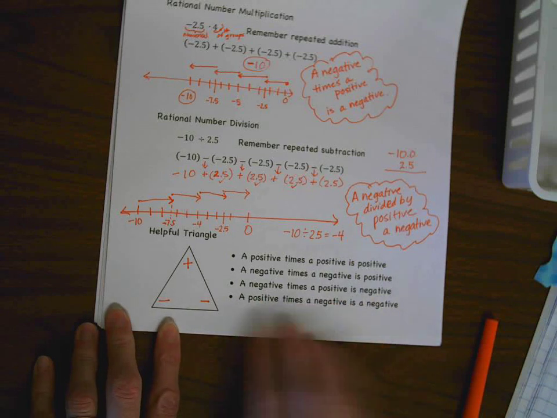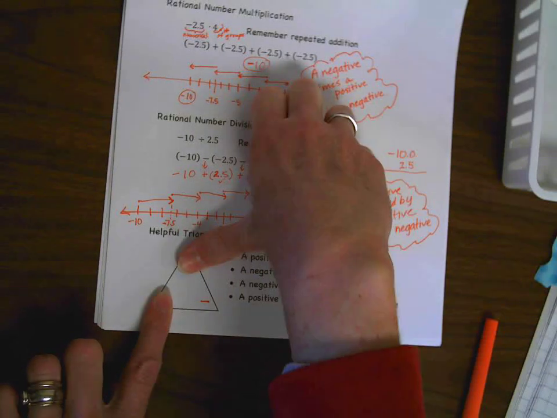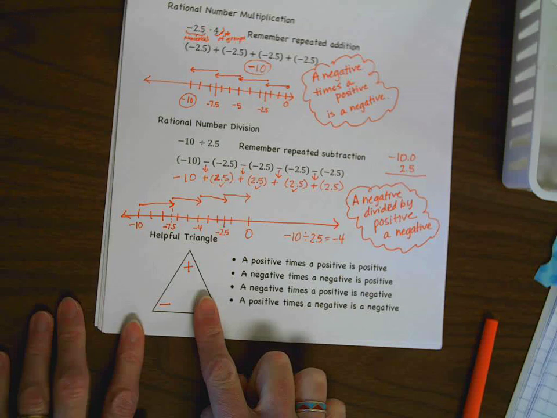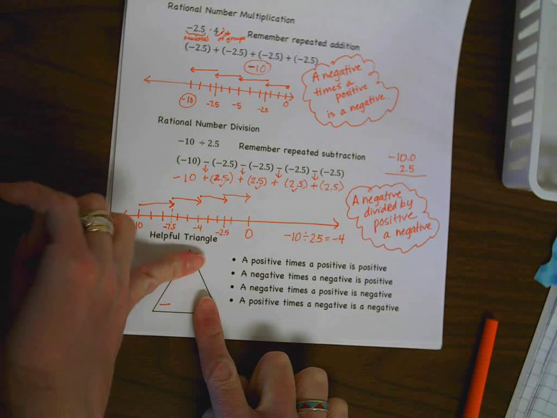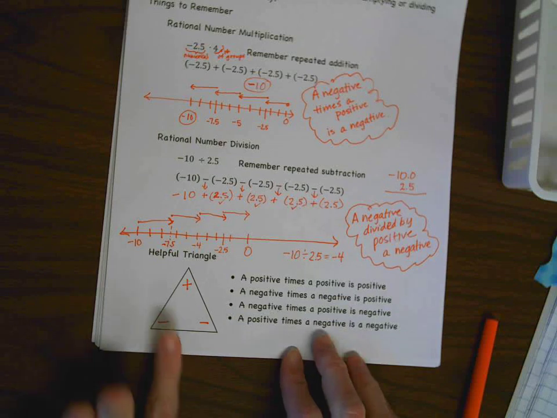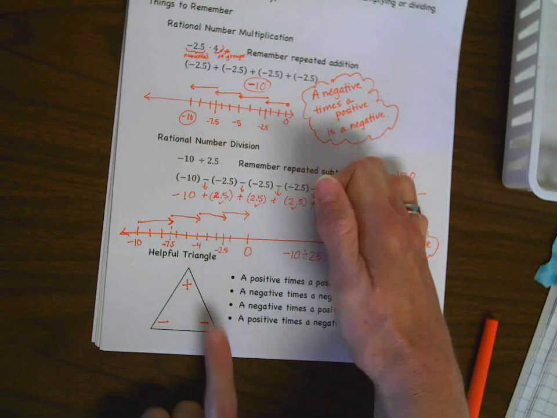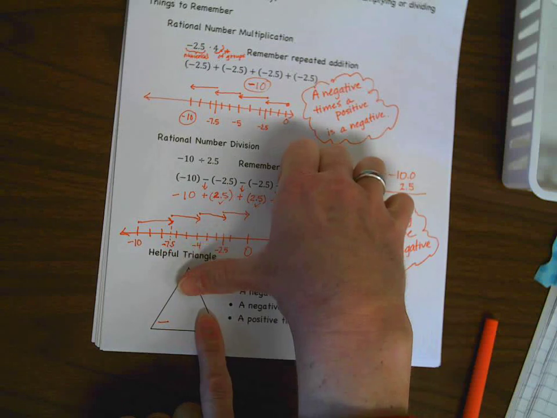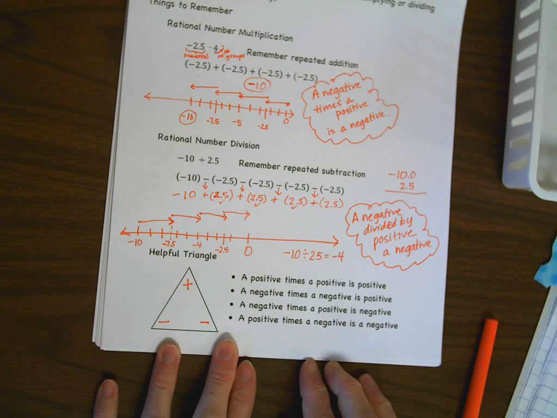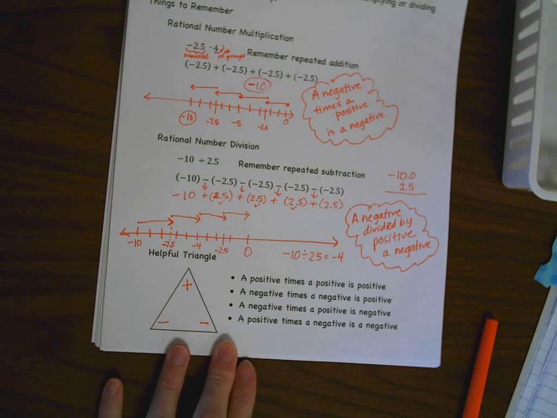Now let's try this next one. A negative times a positive is a negative. We'll try it. A negative times a positive, what's showing? Negative. Try the other one. A negative times a positive is a negative. How about dividing? A negative divided by a positive gives you a negative. Okay, so it works for multiplication or division.